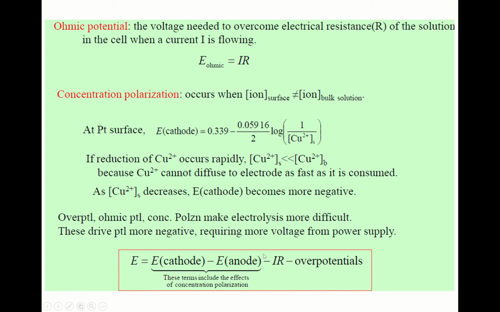Up to this point, this is theoretical. Okay, apply the potential, but since there is this IR drop, you have to take a minus, because you have to drive more negatively, and also overpotentials should be considered, and you also take a subtraction by this amount. And also it is not easy to calculate the effect of concentration polarization. This effect must be considered in this equation.